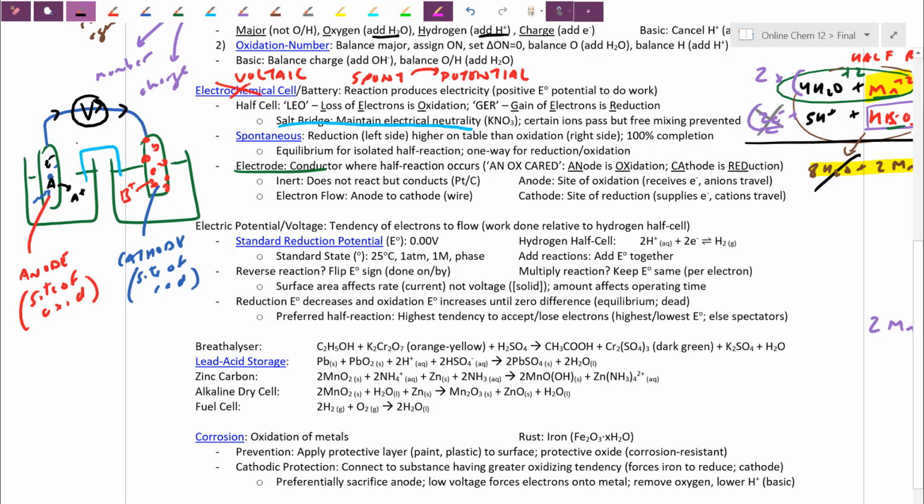Usually the salt bridge, we're going to use 1 molar because we want to be at standard conditions. Usually I use KNO3, because the K+ and the NO3- ions are so bad at oxidizing and reducing for themselves, they don't interfere with the one that I'm looking for.